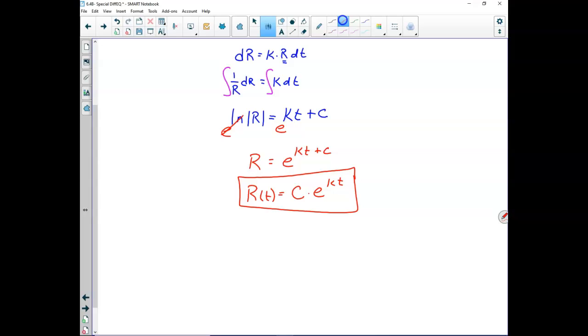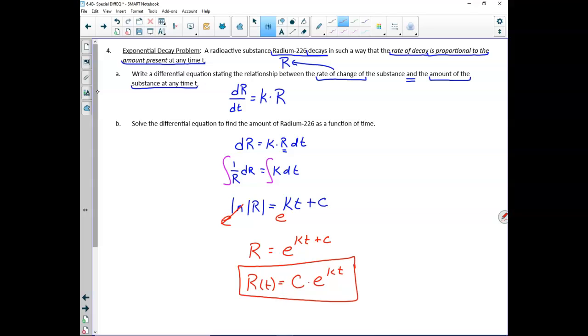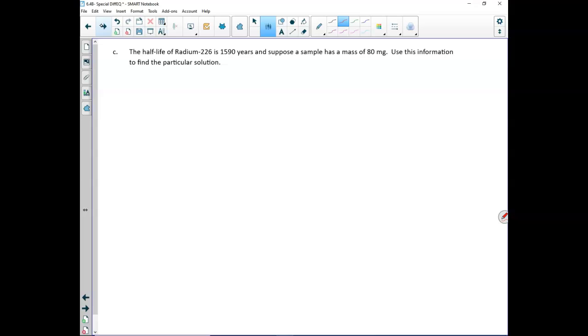Well, notice I don't know what my C value is, but remember that C value is our initial amount. And our k value in this case is going to be our rate of decay, or our decay factor, I should call it. We found R in terms of t equals some constant times e to the kt power. And suppose the half-life of radium 226 is 1,590 years, and suppose a sample has a mass of 80 milligrams. Well, what does that tell me?